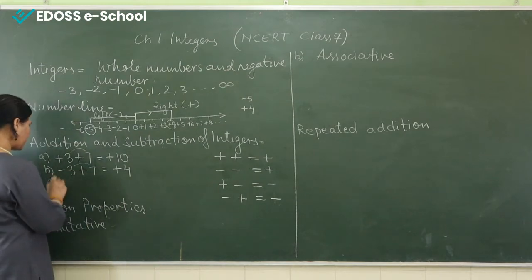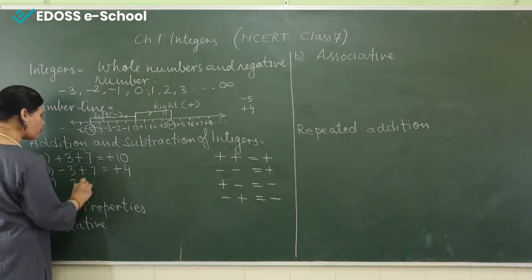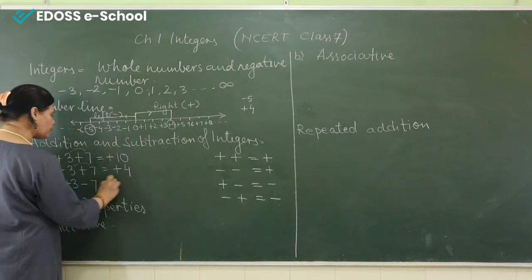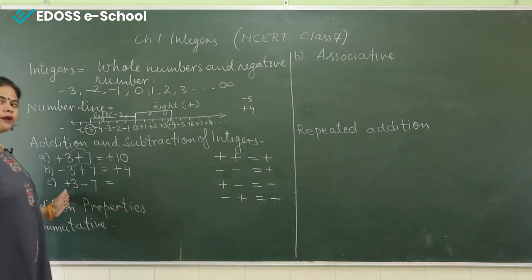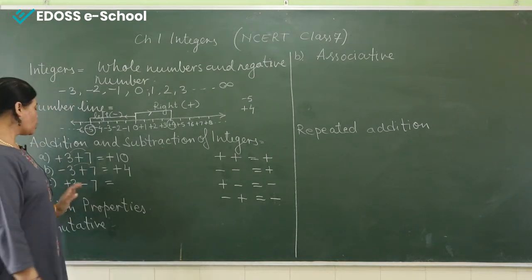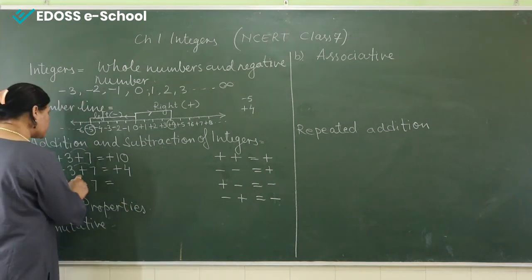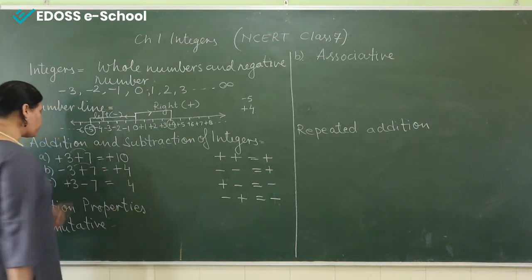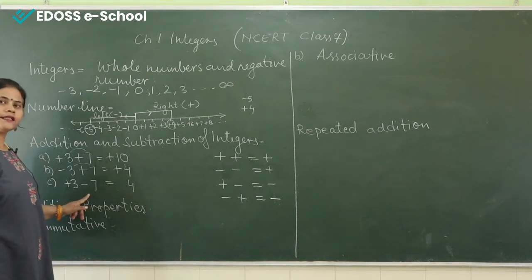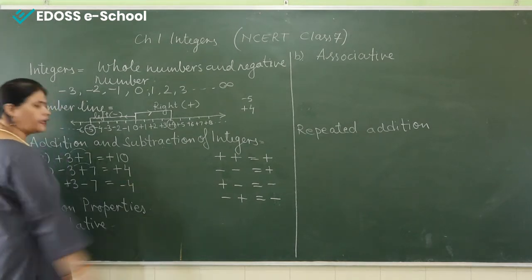Now I will give you another example. If I give you 3 minus 7, here the first is a positive number and the second one is a negative number. So you have to solve it. 7 minus 3 is 4 again, but 7 is greater and it has a negative sign, so you put a negative here.